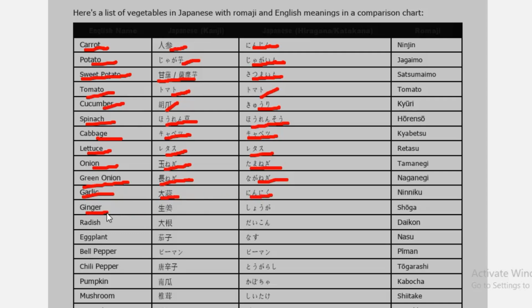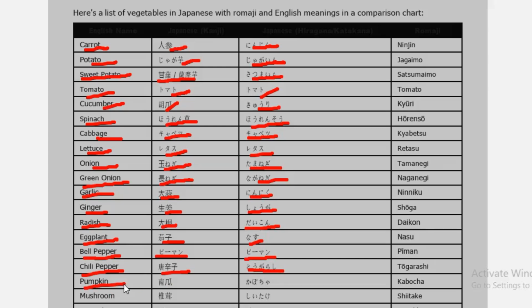Ninniku. For ginger, it is shoga. Shoga. For radish, it is daikon. Daikon. For eggplant, it is nasu. Nasu. For bell pepper, it is piman. Piman. For chili pepper, it is togarashi.